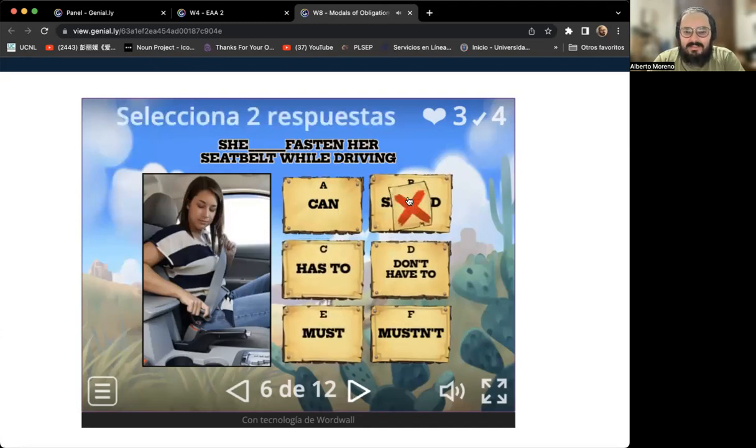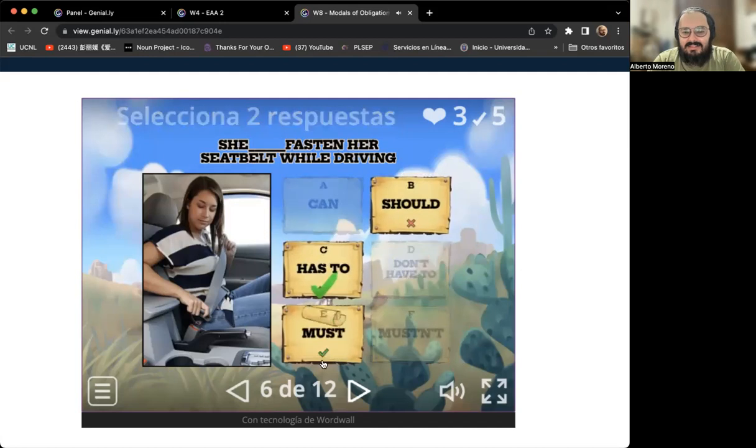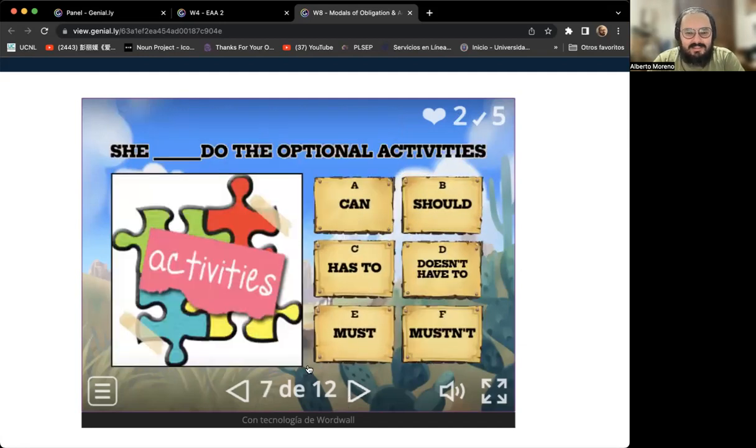Should. No. Must. Okay. Has to, y must. No sé por qué no must, me la marcó. She do the optional activities. Can, should, has to, doesn't have to, must or mustn't. Must. She must do the optional activities.